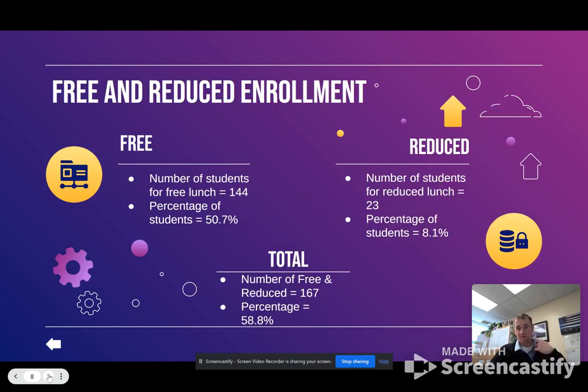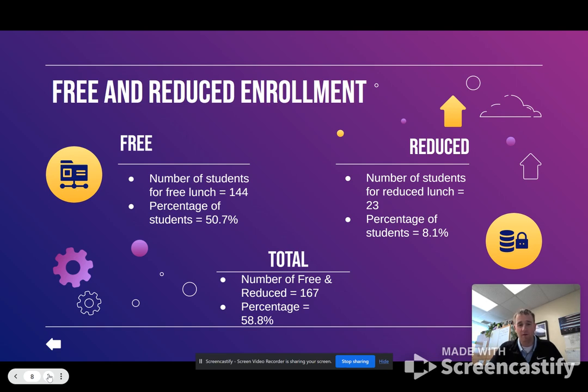Our free and reduced enrollment, we have 144 students that qualify for free lunches at just over 50%, 23 students for reduced, just over 8%, for a total of 167 students qualifying for free and reduced, and almost 59% of our student body. And this is down from years past.